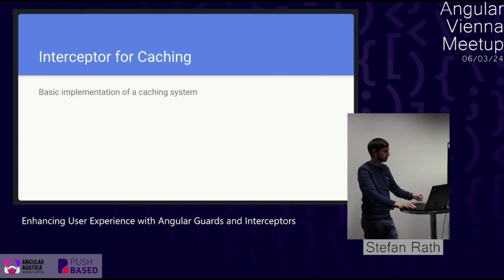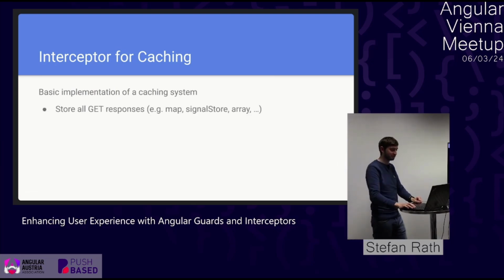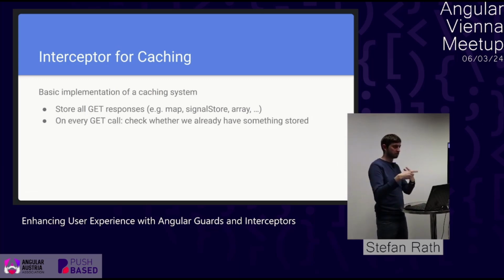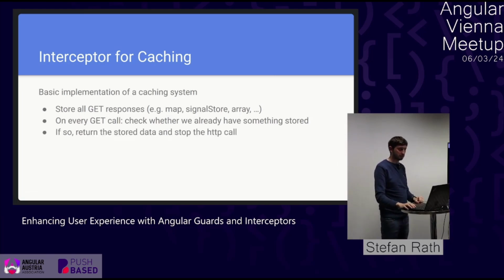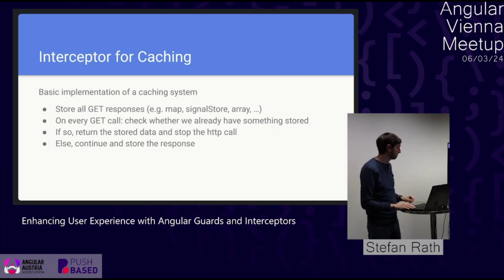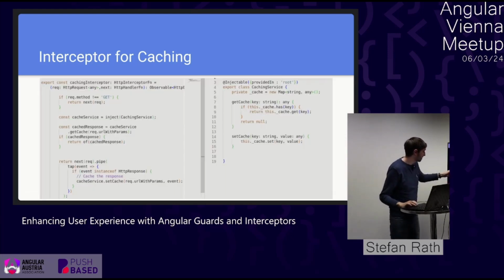Yeah, in 40 minutes we know if a signal store would be a great use case for a caching system on our front end. So we store all GET responses in, for example, a map, an array, signal store, whatever you prefer. And on every GET call, we check, do we have something stored? If so, return the stored data and stop the HTTP call, because we do not need an HTTP call. And else continue and store and everything. And this is how it might look.